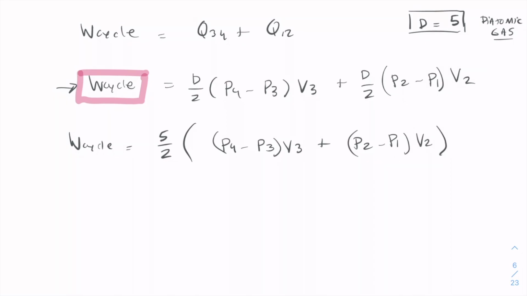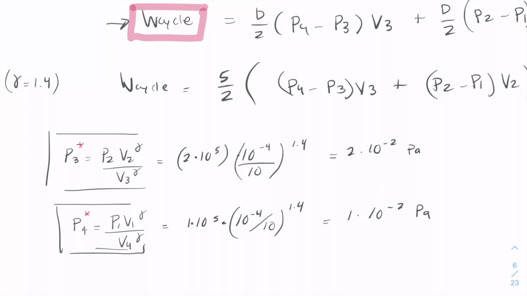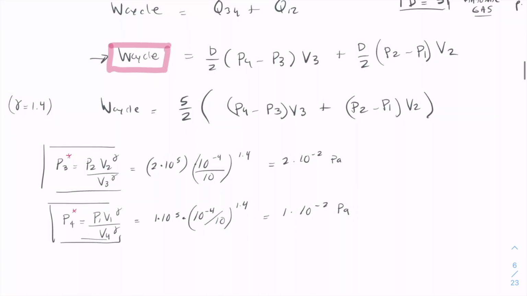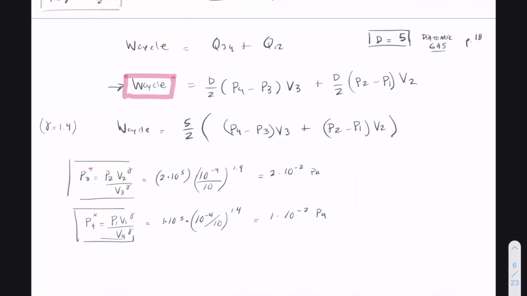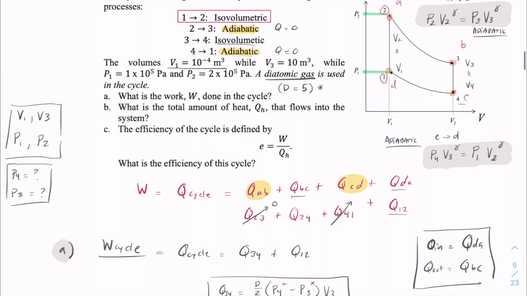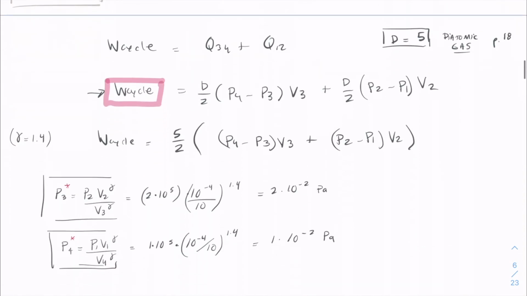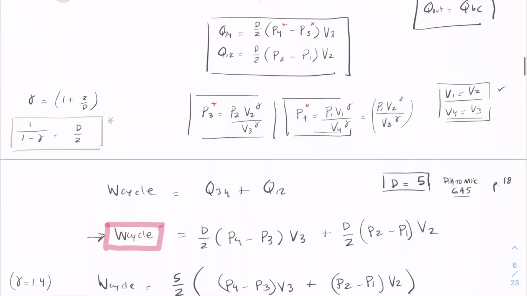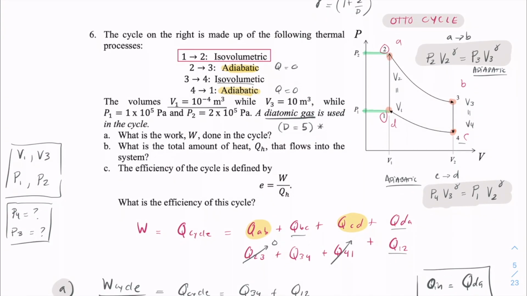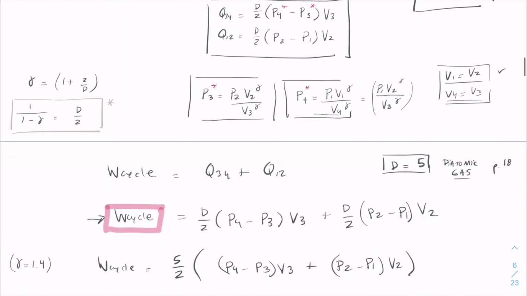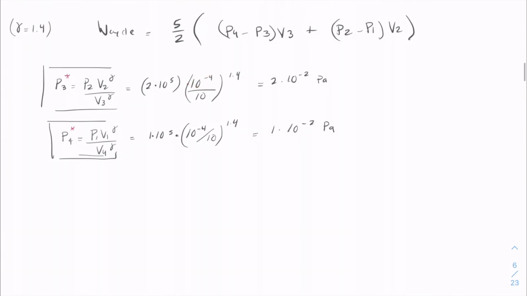All right, let's see what we got here. For the sake of time, I'm just going to plug in their numbers, and I wrote these out for P3 and for P4. Just recapping where we got these from: for P2, we have 2 times 10 to the 5th, which we were given in the problem. For V2, we have 10 to the negative 4, and we know that because V1 is equal to V2, so we just took the value for V1.